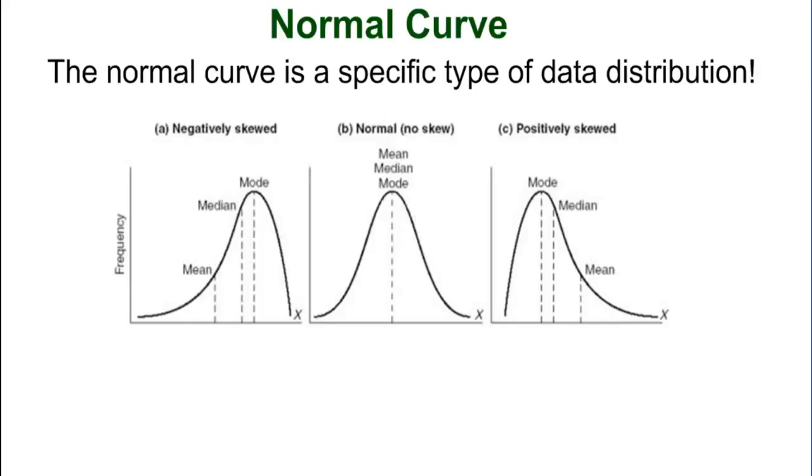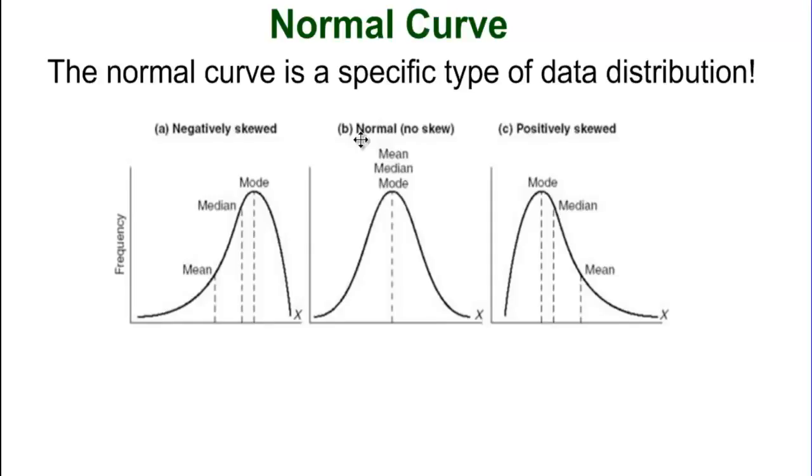The normal curve is a specific type of data distribution. Shown here, you see three different data distributions. The normal curve is the one in the middle. It is also known as the bell-shaped curve because it is in the shape of a bell. The distribution on the left is a negatively skewed distribution, or a distribution that is skewed to the left. On the right side, you see a distribution that is skewed as well, and it is skewed to the right.